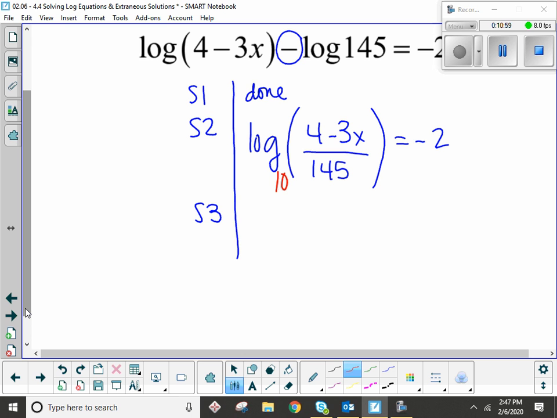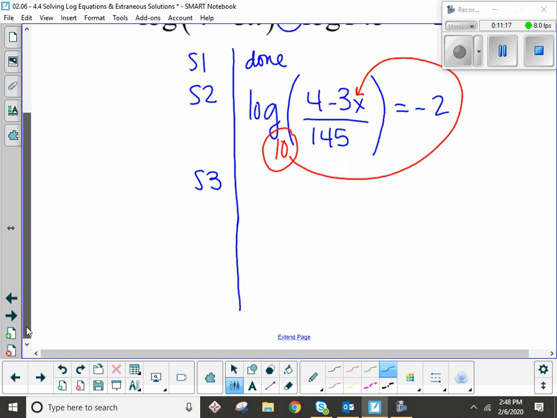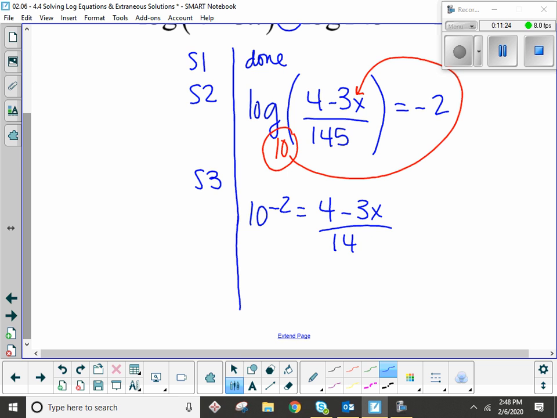So you start with the base, and you go around. So I've got 10 to the what? -2 equals all this. All that stuff. So 10 to the -2 equals 4 minus 3x over 145.